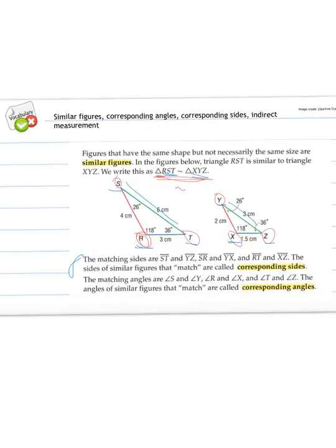And then the same thing for angles. So the matching angles are angle S and Y. Okay, again, I was saying how they match up. R and X, and then T and Z. So the angles of the similar figures that match are called corresponding angles. Okay, so that's what our sides and angles are.